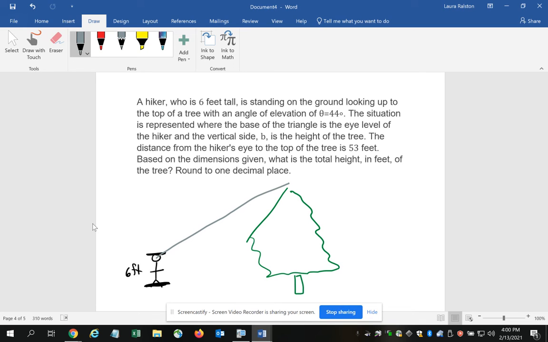And it says the angle of elevation. Now, the angle of elevation is always measured from the horizontal or the horizon. And it says that that angle of elevation is 44 degrees. The situation is represented. The base of the triangle is at eye level. The vertical side is the height of the tree. Okay, so we've got the height of the tree. Now in my picture, they're calling this B. This is the height of the tree.